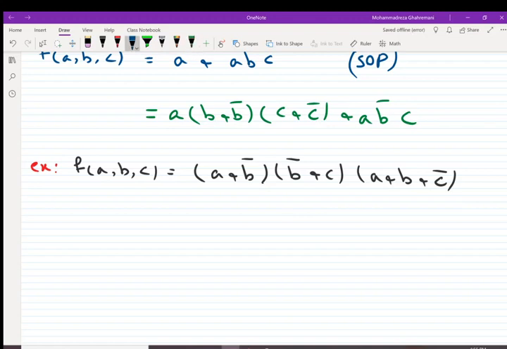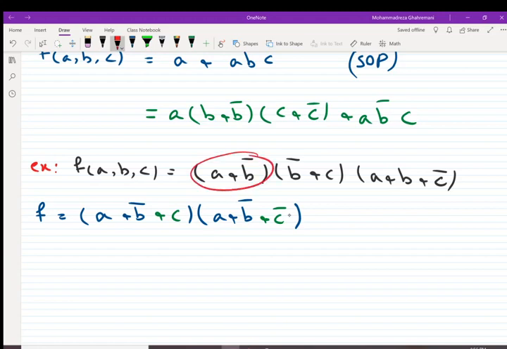So we say f is equal to the first parenthesis, the first term is missing c. So we say (a plus b bar plus c) times (a plus b bar plus c bar). You see how we added c, so we wrote this term twice, here and here, and added c and c bar in order to convert it to the canonical form.